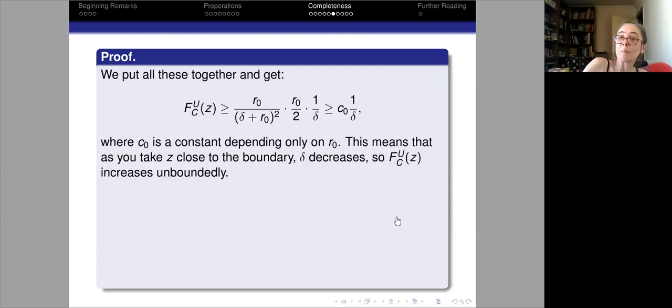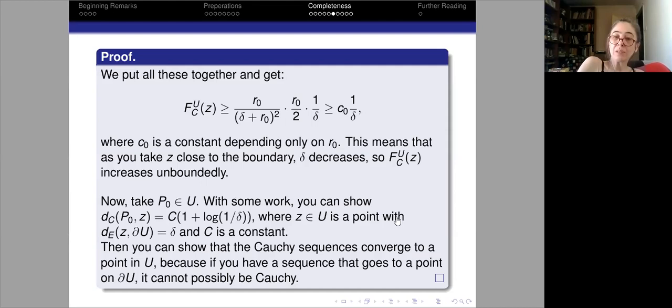Now, take a point P0 in U. With some work, you can show that the Carathéodory distance from P0 to Z is greater than or equal to some constant times 1 plus logarithm of 1 over delta. Here, Z is a point whose Euclidean distance to the boundary is equal to delta, and C is a constant derived from that.